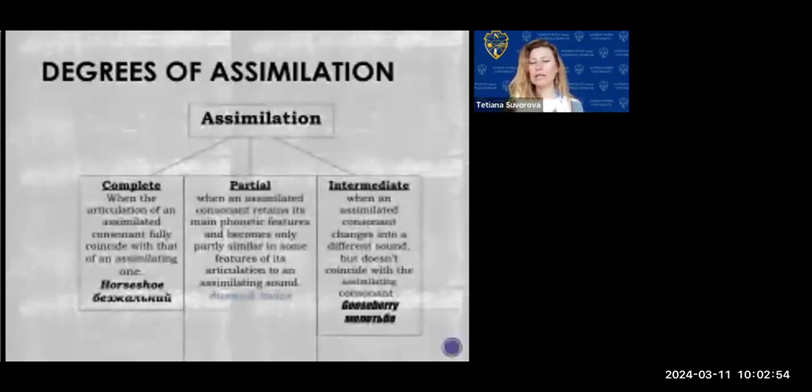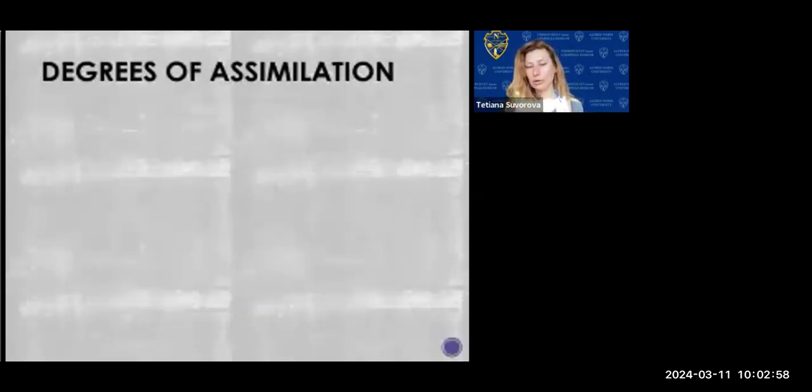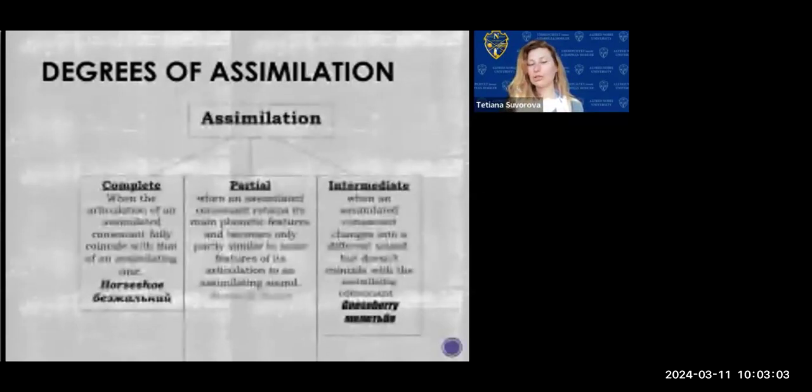In both languages, we can come across hoshu, so hos and shu. Here s just assimilates with sh, and it sounds as one sound, sh, without s separately. In Ukrainian, the same, bajalny. We don't pronounce z and j separately, all together as j.